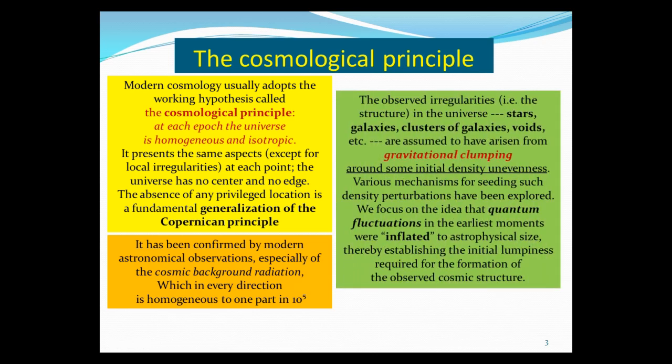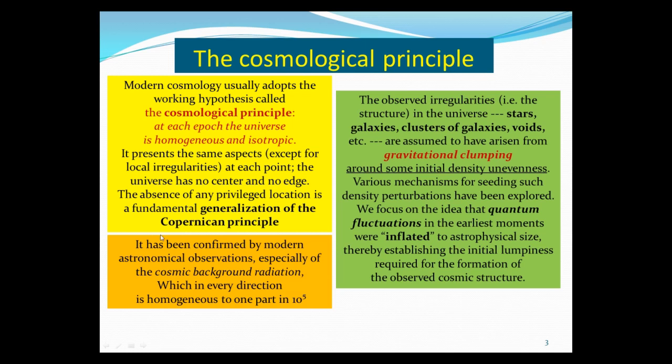Now, but we have the irregularity. The observed irregularity, for example the structure of the universe, the stars and galaxies and clusters of galaxies, voids, these are assumed to have arisen from gravitational clumping around some initial density unevenness. Somehow at the beginning, there was some unevenness in the density, some fluctuations. And then gravity always tends to enhance this unevenness by clumping together.